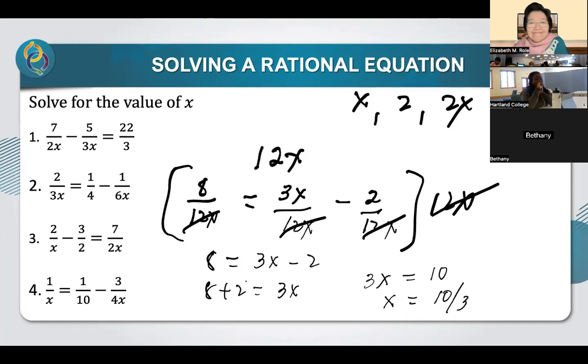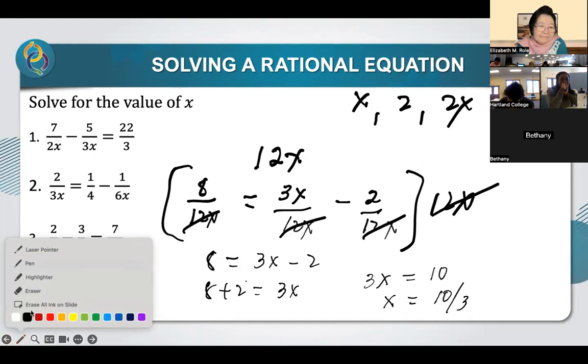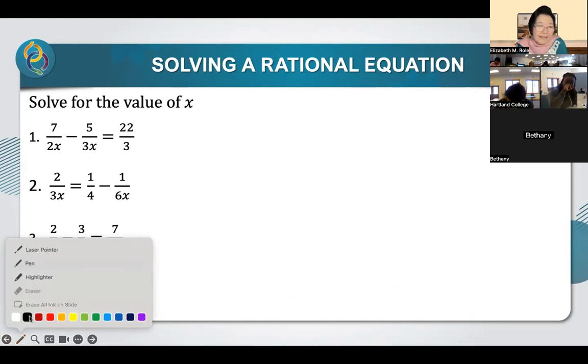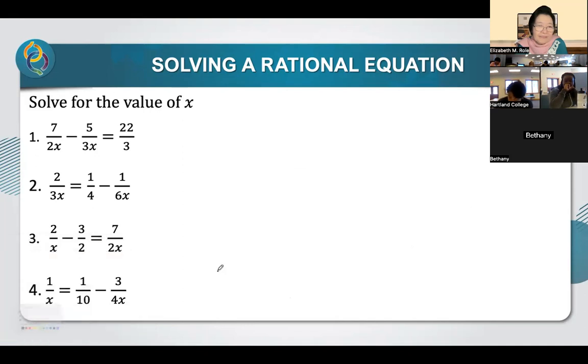What's the answer? I get it. Okay, let me erase so that I can proceed. Okay. So we said that the LCM is 2x. LCD or LCM.